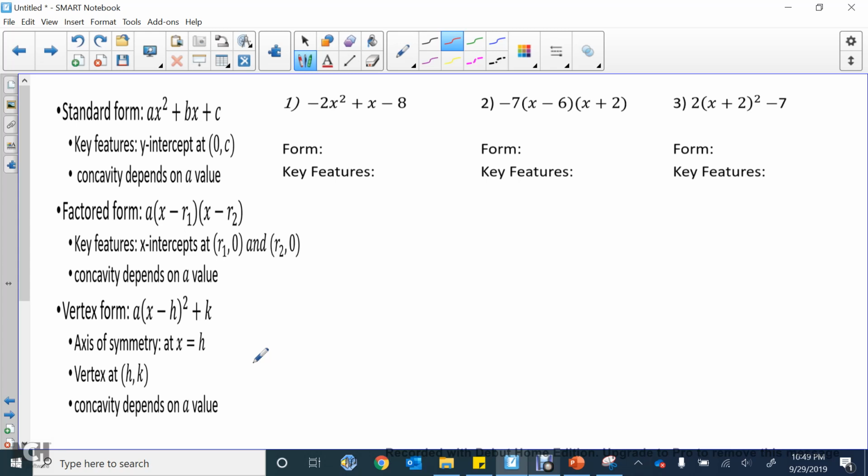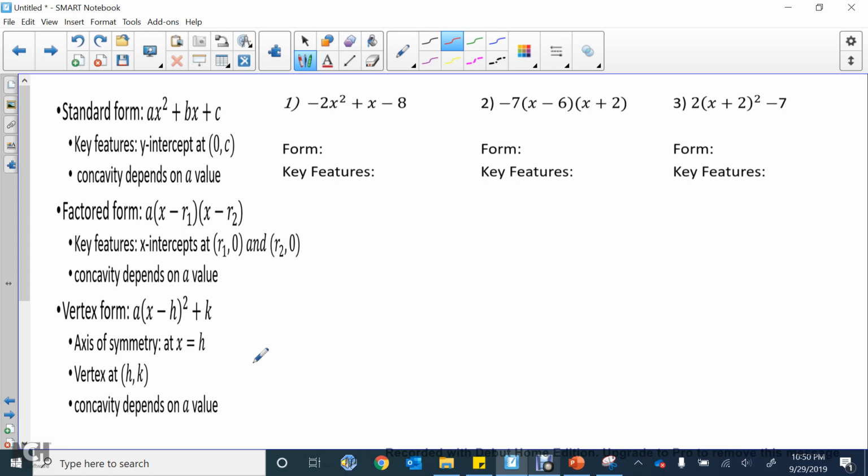And the last form is the vertex form, a times the quantity x minus h squared plus k. Vertex form will give us the vertex, which is located at (h, k), and the axis of symmetry at x equals h, and also concavity that will be depending on the a value.